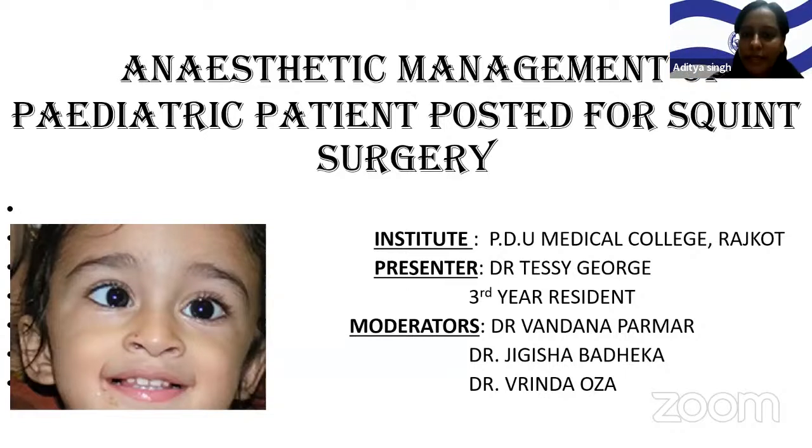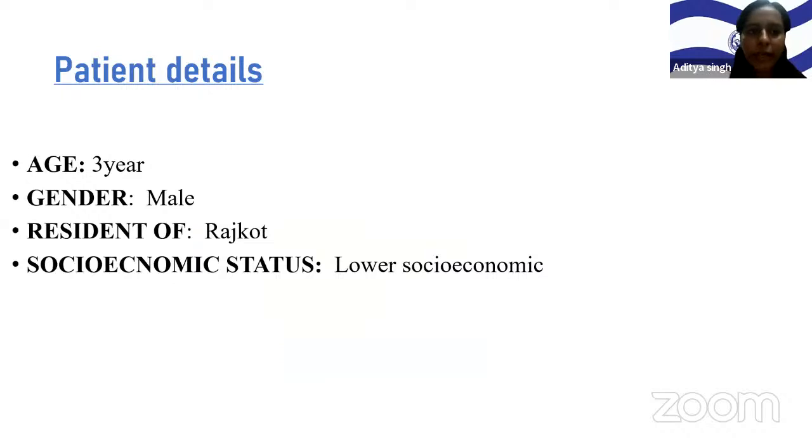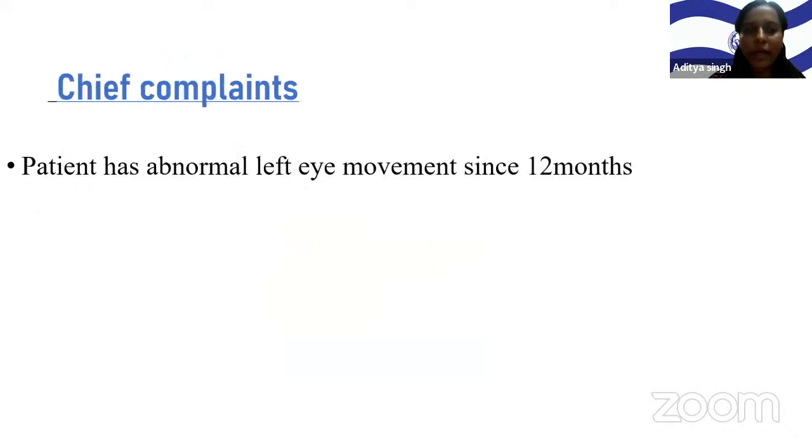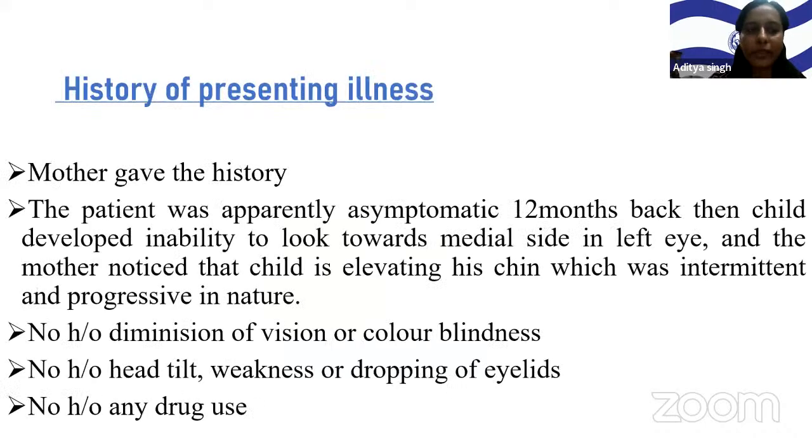Good evening all. My name is Jesse George. I'm a third year resident in PDO Medical College. Today I'm going to present a case about anesthetic management of a pediatric patient posted for squint surgery. Patient details: 3-year-old male child residing at Rajkot with lower socioeconomic status, coming with the chief complaint of abnormal left eye movements since 12 months.